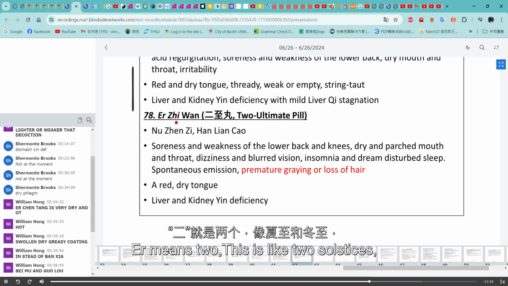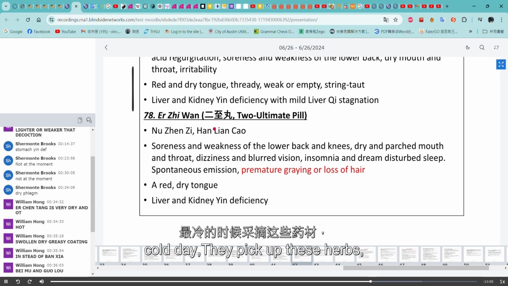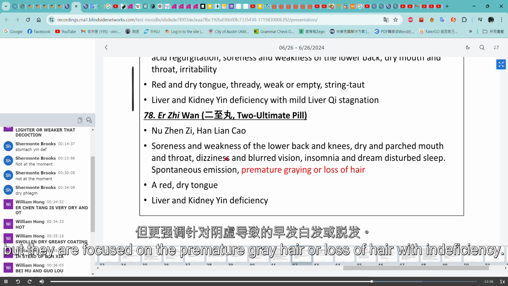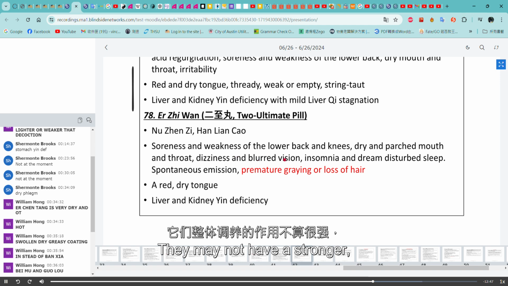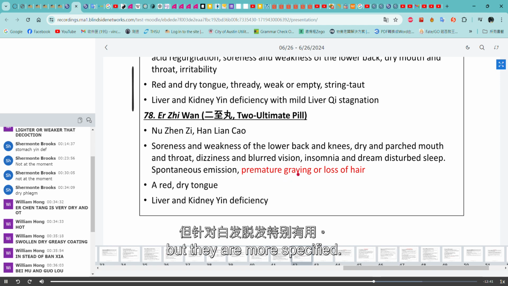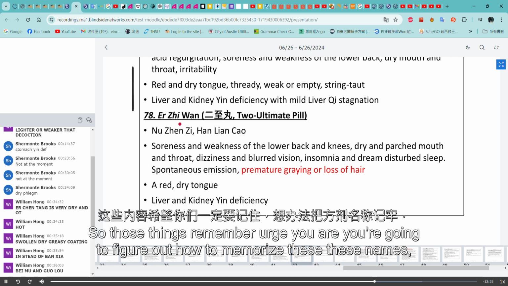Erzhiwan. Er means two, like two solstices, summer solstice and winter solstice. So two very hot day and cold day, they pick these herbs so they balance the yin and yang, but they are focused on premature graying hair or loss of hair with insufficiency. Again, this is just two herbs. They may not have a stronger function of nourishing all those yin things, but they are more specified. It's premature graying or loss of hair. So those things, remember, Erzhiwan. You gotta figure out how to memorize these names. That's your job to do.